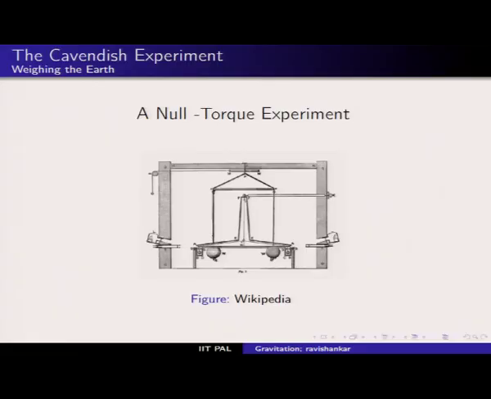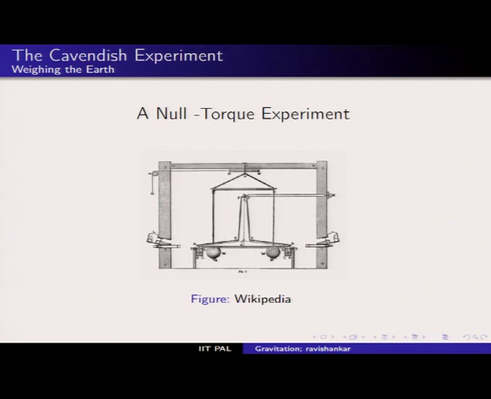And what does a torsion balance do? A torsion balance does not create a null force, but it creates a null torque. So what you do is, you have a, let us come back to this slide here, a null torque experiment. So this picture is from Wikipedia, and this is exactly the apparatus which was used by Cavendish, which I am going to use again and again. So what you have is a thin wire on which you suspend two rods, and then you make it get attracted by two other objects which will apply equal and opposite force so that there is a torque.